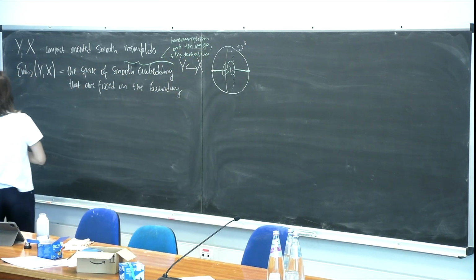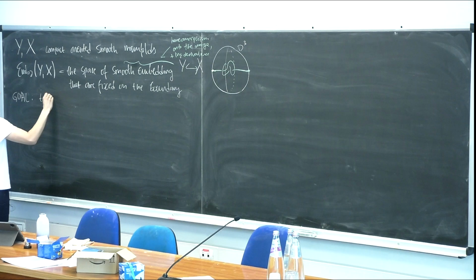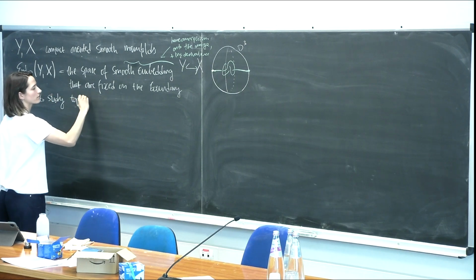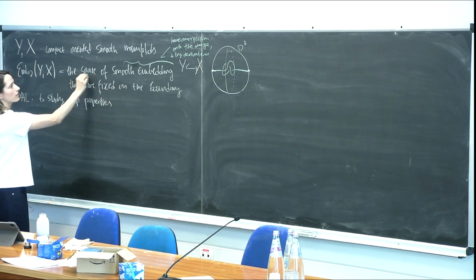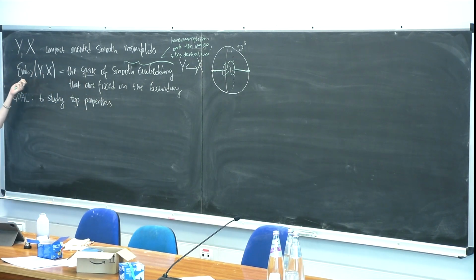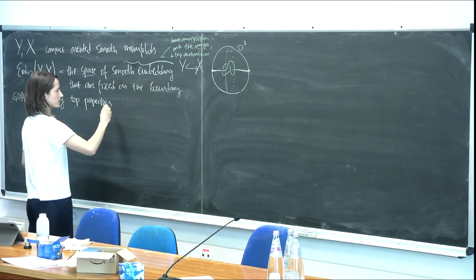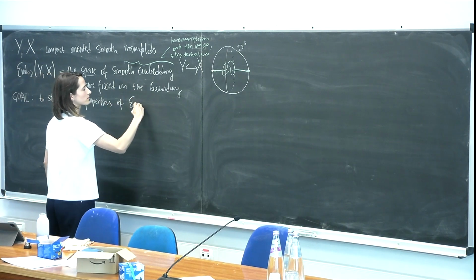Okay, and let's say our goal is to study topological properties of this space. So this is a space. I didn't say what topology I put on this. There is a canonical usual choice of the C infinity topology, which is the most natural if you want to study smooth embeddings. So topological properties of this space.